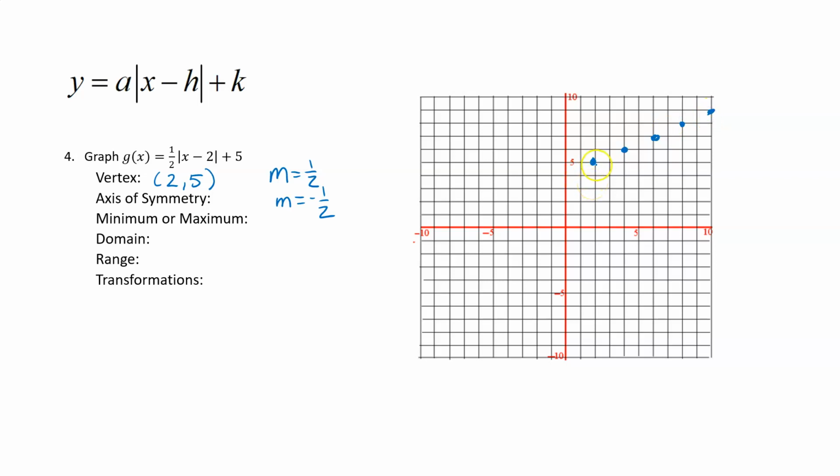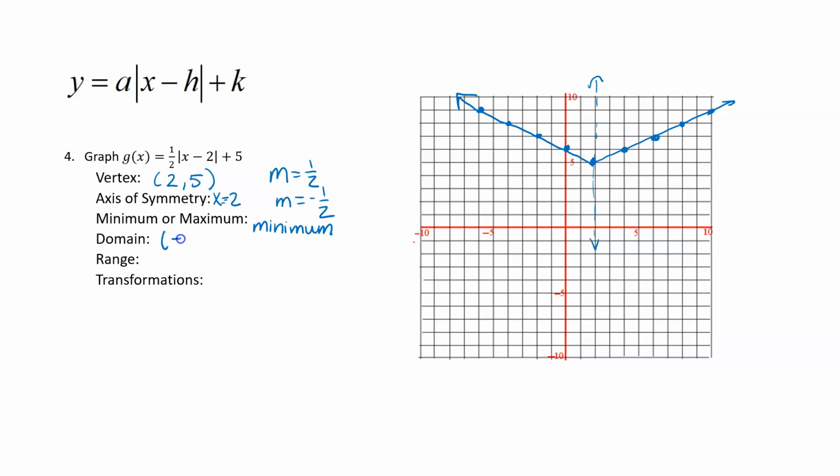Now we're going to do the other side: up 1, left 2, up 1, left 2, up 1, left 2, up 1, left 2. Okay, let's look for our axis of symmetry. x equals 2, because it's a line going through 2. Is it a maximum or minimum? Well, we still have a low point, so it's called a minimum.